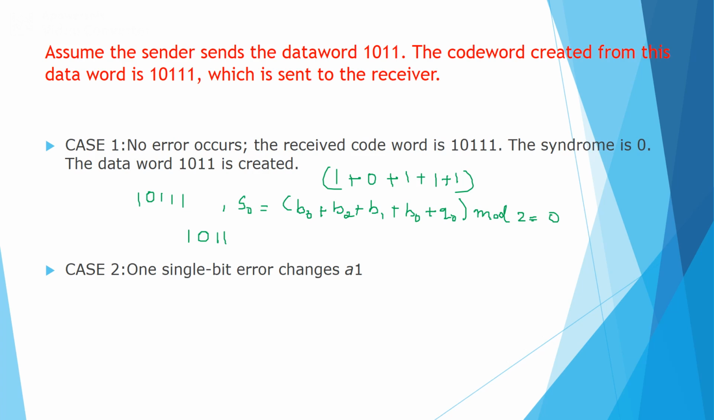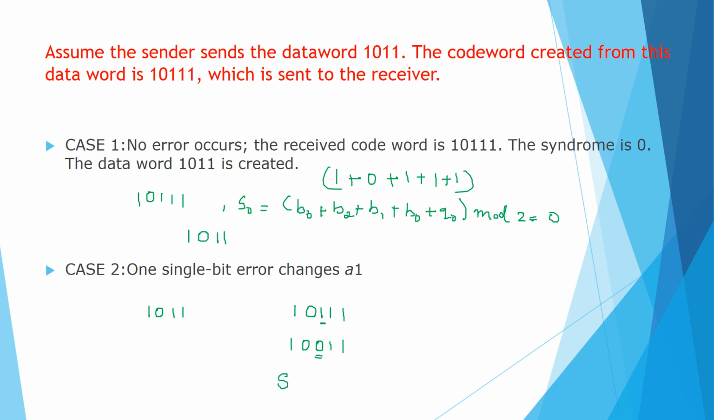Similarly, we can consider the second case, where one single bit error has occurred. So the data word is 1011 itself and the code word is 10111, and one single bit error has occurred in this respective location. So instead of 1 0, 1 1 is received. So now I can say that at location A1 a single bit error has occurred.